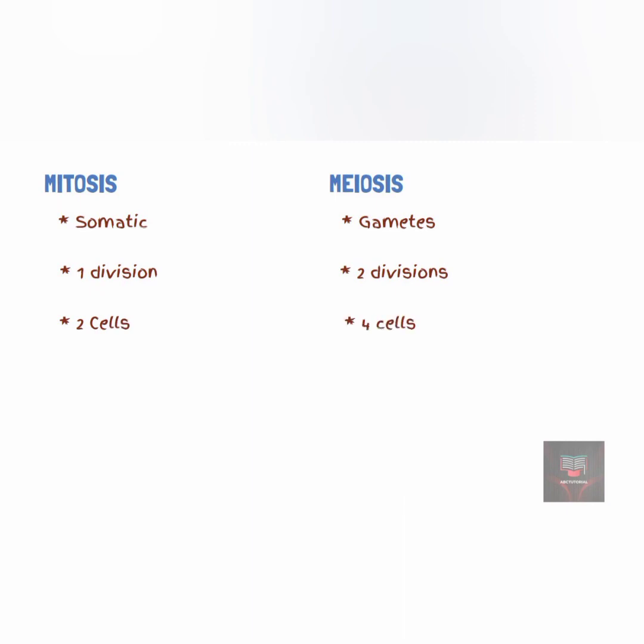The daughter cells have 46 chromosomes in mitosis, while they have 23 chromosomes, or the haploid number of chromosomes, in meiosis. There is no crossing over or exchange of genetic materials in mitosis, while there is crossing over and exchange of genetic materials in meiosis.